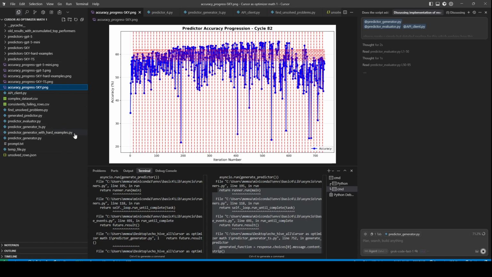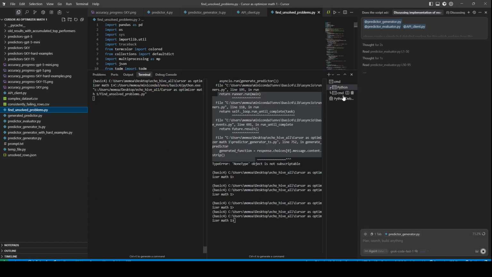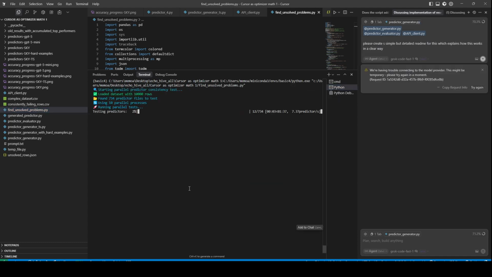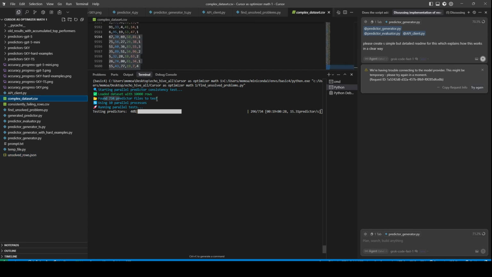Maybe there's something going on with xAI servers, but if you run this find unsolved problems, it actually looks very cool. Yeah, you can see it running. It's actually testing 734 predictor files under this folder on the entire data set. And it is going to create, if there are any rows in this 10,000 row data set that are unsolved by all of them, those are the ones that would survive this test.